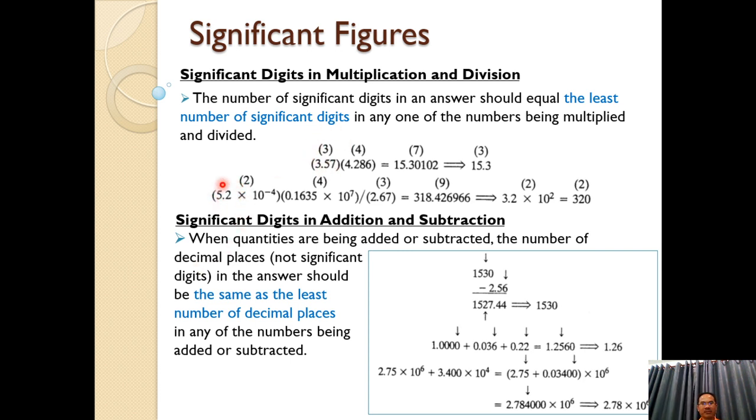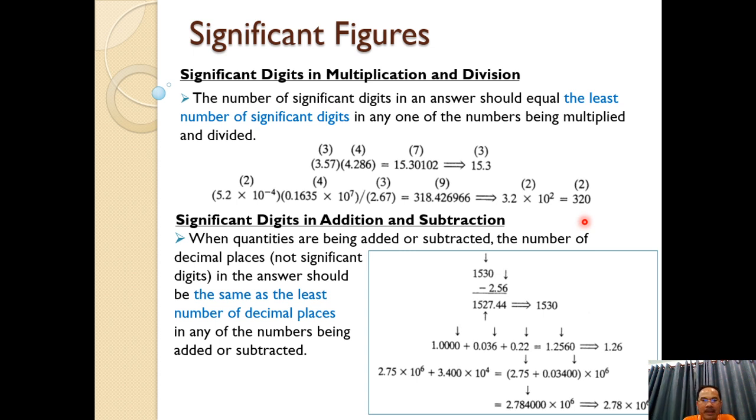This also follows the significant digit rule. 1, 2, 3, 4. Two significant digits multiplied by 4 significant digits divided by 3 significant digits. The minimum is 2, so the answer should have 2. Like this, 3.2 multiplied by 10 power 2, or 220. You get 2 significant digits. This is for multiplication or division. The rule is that the answer should have the least number of significant digits appearing in the equation.